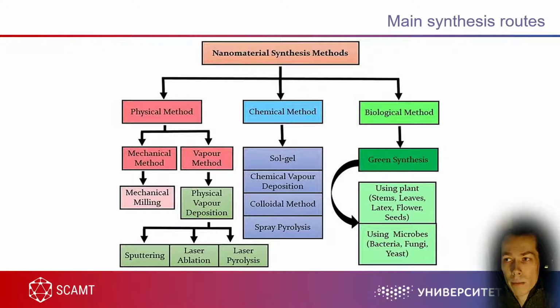Basically, there are 3 main synthesis routes according to what we use to produce particles: physical devices and physical methods, chemical methods, also called wet synthesis, and biological methods, also called green synthesis. Chemical methods are historically the first, and there are a lot of them: sol-gel methods, evaporation, different colloidal methods, including reduction methods, and spray pyrolysis. So pyrolysis can also be used to produce particles.